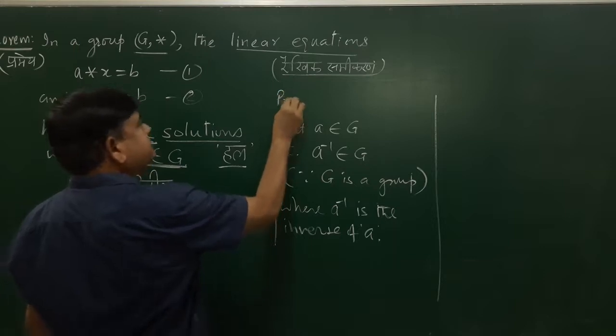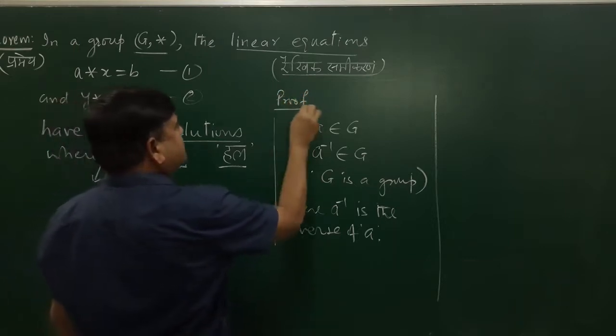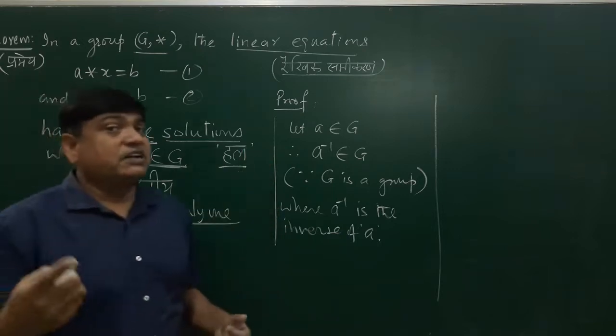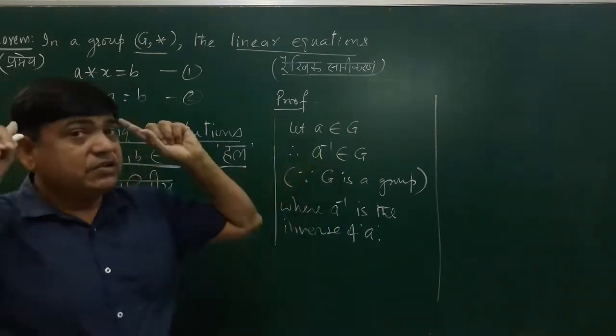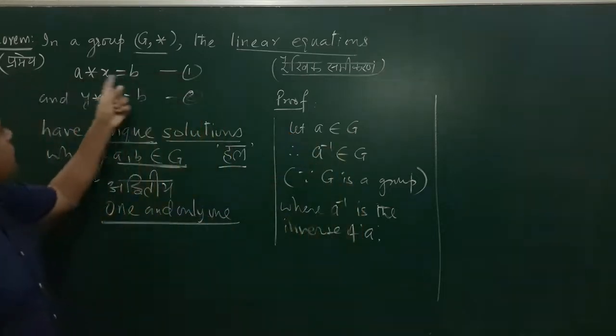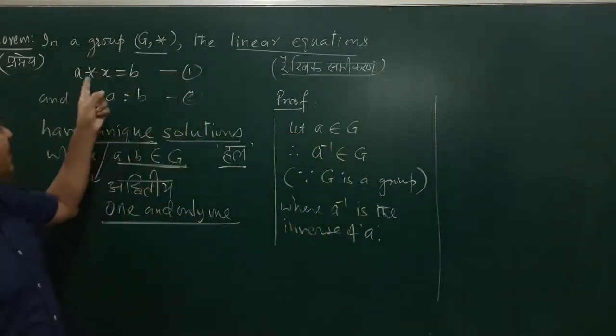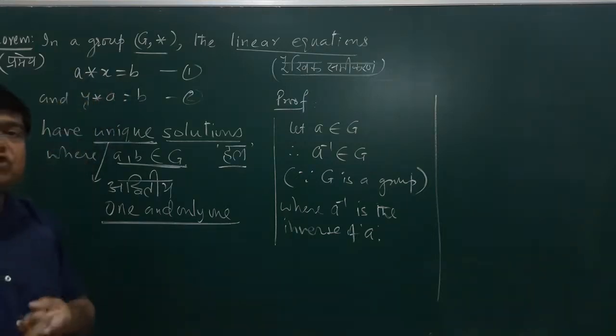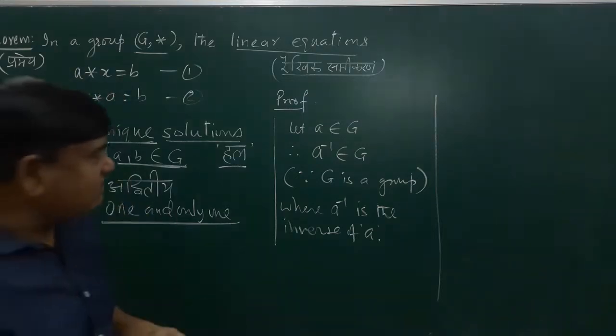Proof. How to begin? कैसे प्रारंभ करें? Let a belong to G. जो करना वो दिमाग में होना चाहिए. We want to find the solution of this, so we want x this side only. That means it should be composed by the inverse of a. ये दिमाग में होना चाहिए.